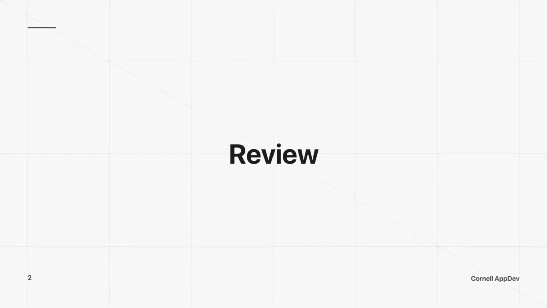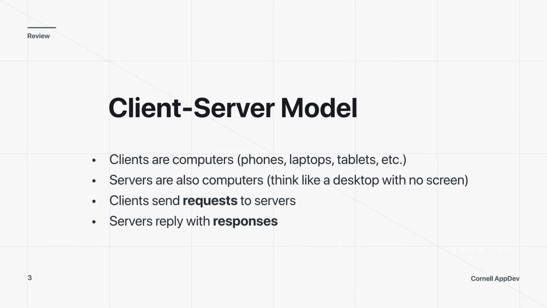So, as a recap from last week, we talked about the client-server model. It's really important because it's the backbone of a lot of applications, where clients and servers are computers. It's important to note this medium of exchange between clients and servers, where clients send requests and servers reply with responses. The reason that we have this separation between clients and servers is because we want to abstract away building the UI versus managing the data that users interact with.